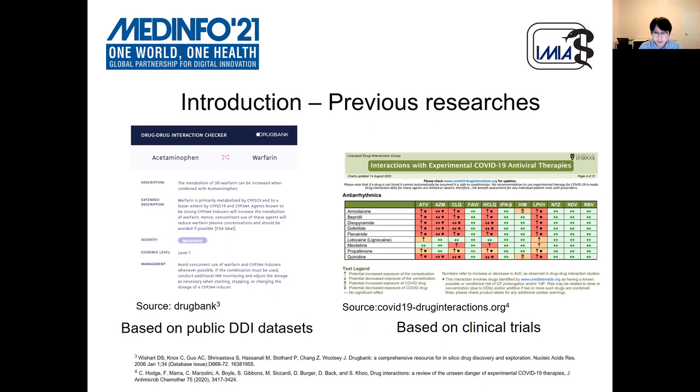The second category is DDIs based on clinical trials. However, it is challenging for clinical trial studies to select appropriate candidate drug pairs to study adverse events from a large number of drug pairs.